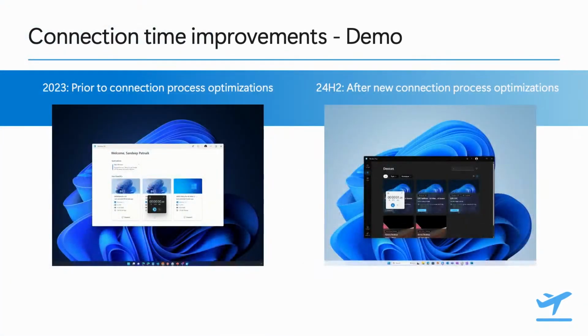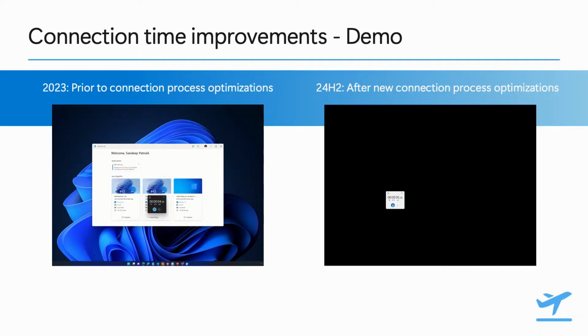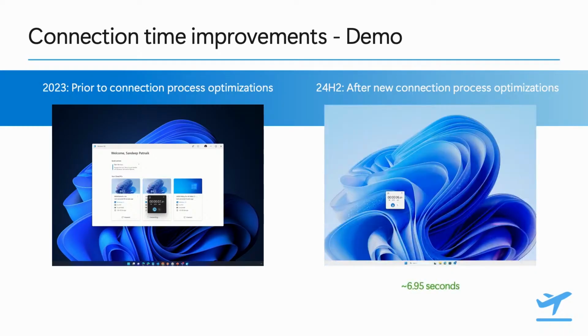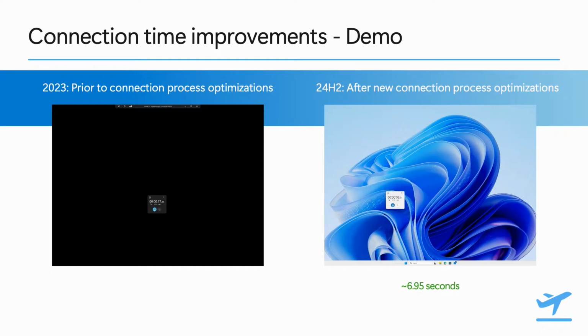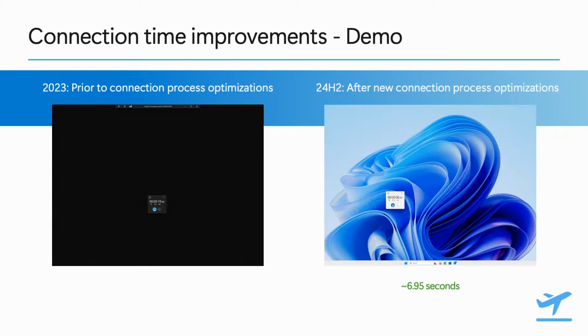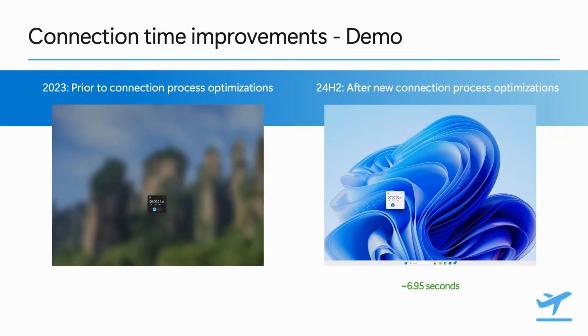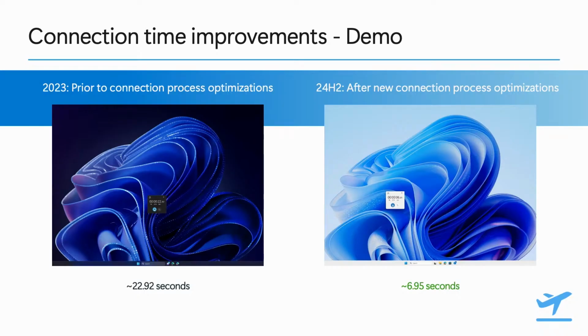This slide shows a side-by-side comparison of a connection to a Windows cloud experience, the exact same virtual machine on both ends, before and after these improvements were made. Both the left and right side videos show a connection to the same machine under the same conditions. As you can see, before the improvements were made, it takes up to 23 seconds to connect to this target machine. On the right side, after improvements were made, it took just under 7 seconds.